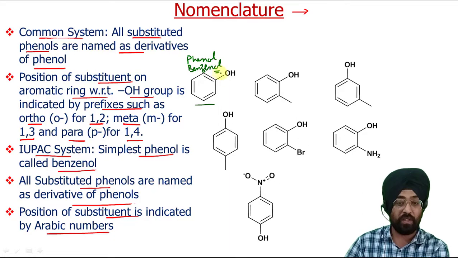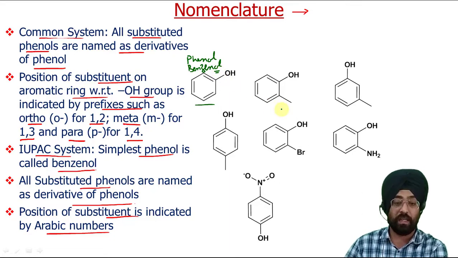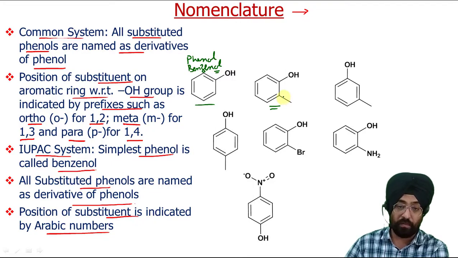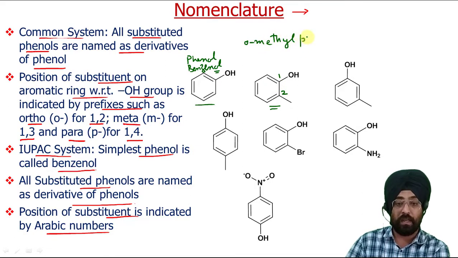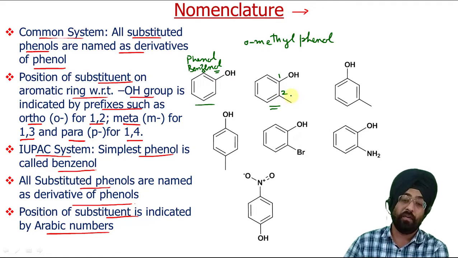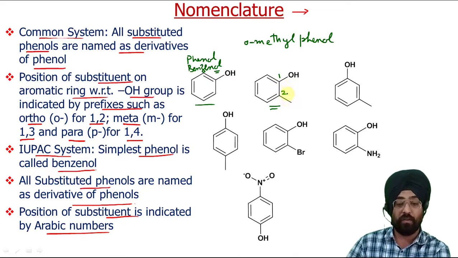Benzenol, that is its IUPAC name. Now let us see the name of this compound. Now it has this methyl group. If we do its numbering 1 2, so first let us write its common name. So it is 1 2, that means we will use ortho, and substituent is methyl, so it is ortho methyl phenol. Its name is orthomethyl phenol, or in IUPAC name it will be called 1 2 methyl.